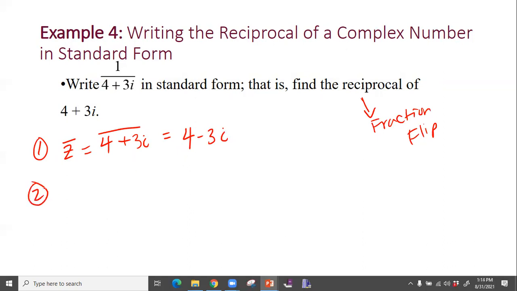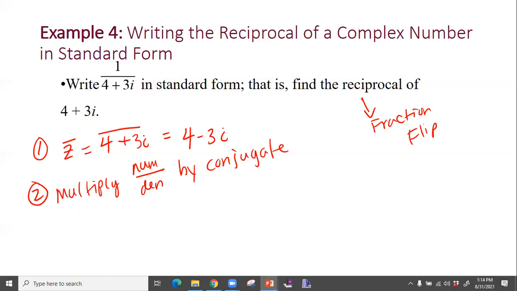Okay, step 2 is we're going to multiply numerator and denominator by the conjugate. So we end up with, and we're going to multiply the numerator by the conjugate, and we're going to multiply the denominator by the conjugate.